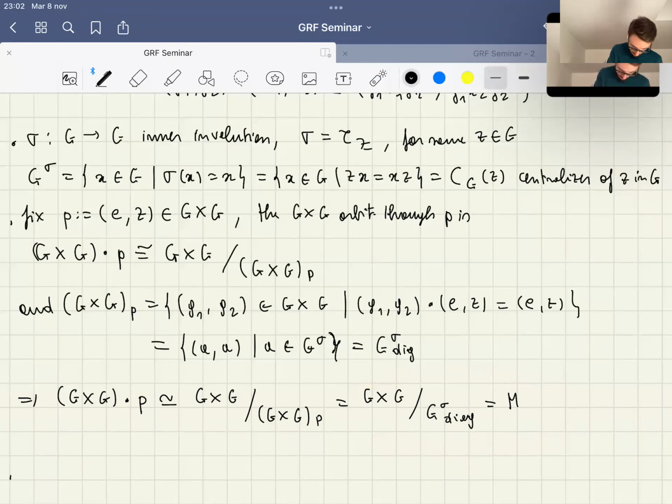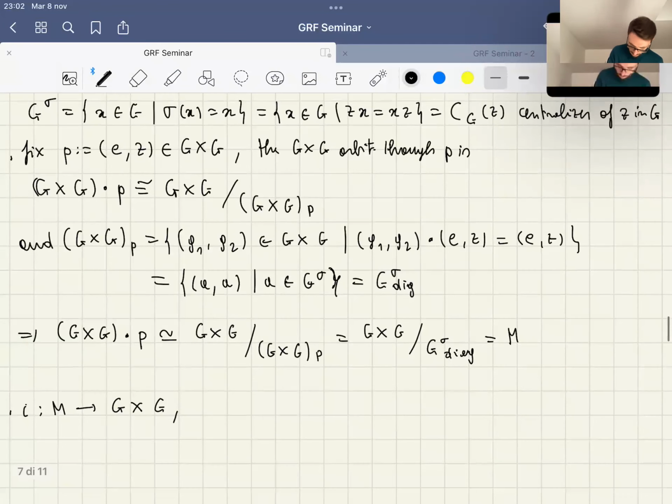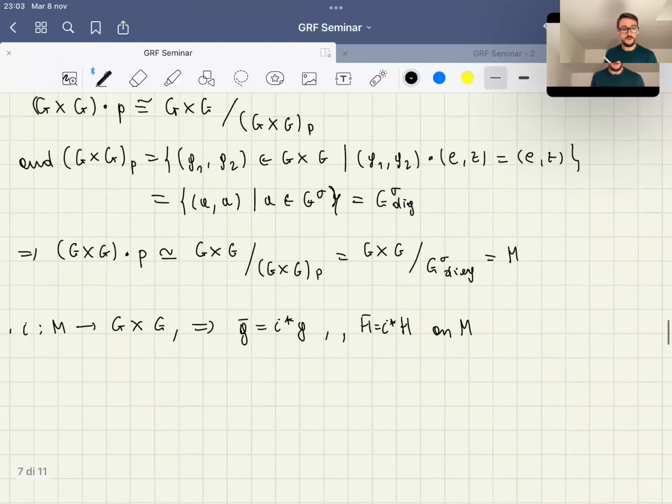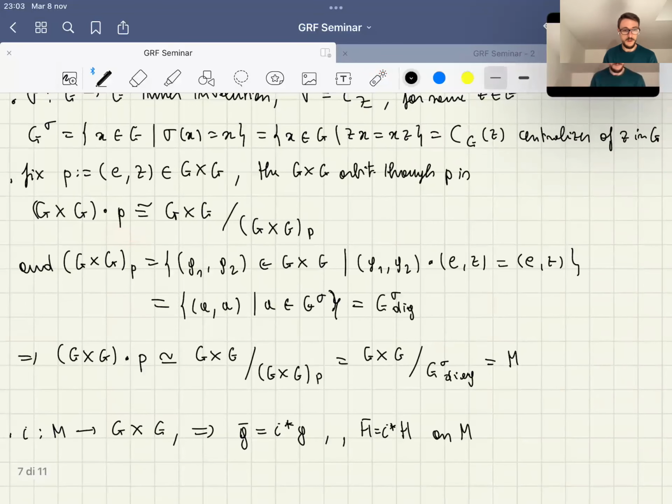And so in particular, we have an embedding of M inside G cross G, and we can pull back the metric g, obtaining this metric that I denoted by g-bar, and we can pull back the three-form H, obtaining this three-form H-bar on M. And let me recall again, this is the product of the bi-invariant metric on the product G cross G, and this is the product of the harmonic three-forms, bi-invariant harmonic three-forms on G cross G. So you just pull them back, and now you look at what's going on in the tangent space to the point we have fixed.